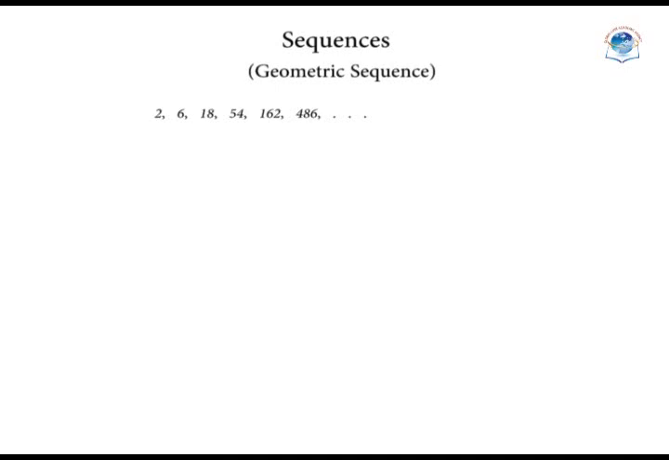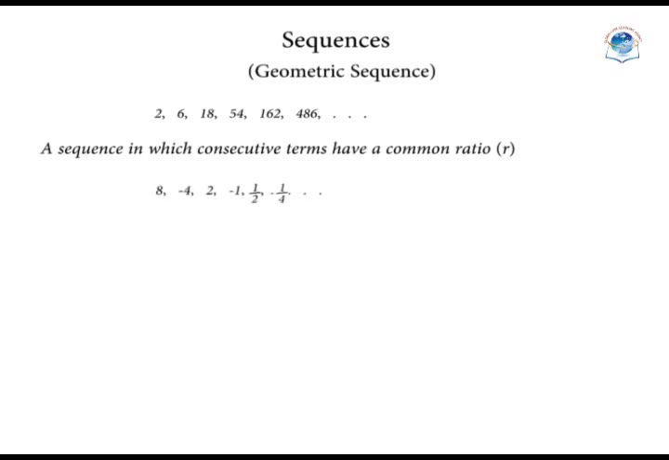By definition, a geometric sequence is one in which consecutive terms have a common ratio. The ratio could be a fraction or even a negative number. For example, in this sequence, the common ratio is -1/2. The first term in a geometric sequence is still A.